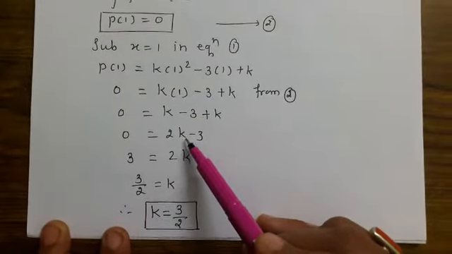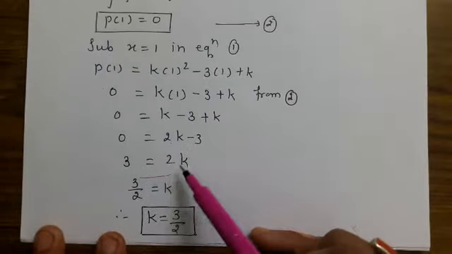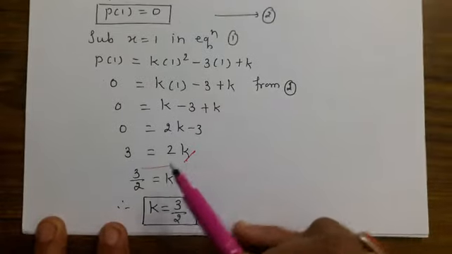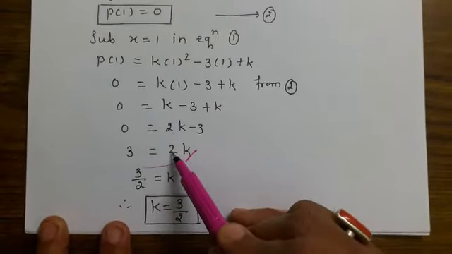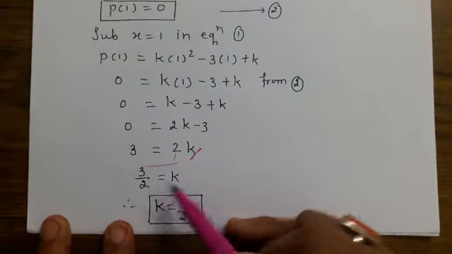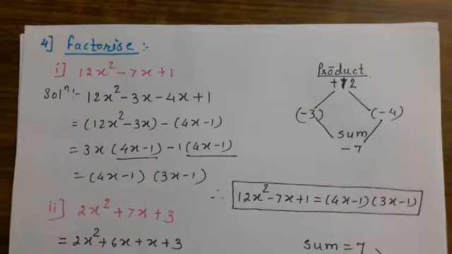So we have to find the value of k. We will shift minus 3 to the left-hand side and we will get 3 is equal to 2k, but we have to find the value of only k. So here 2 is in multiplication, we will shift it to the left, then it will be in a division. So what is the value of k? k is equal to 3 by 2.